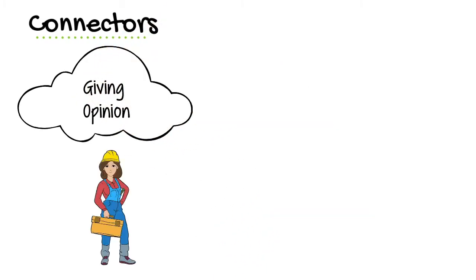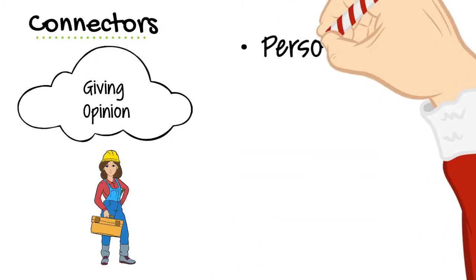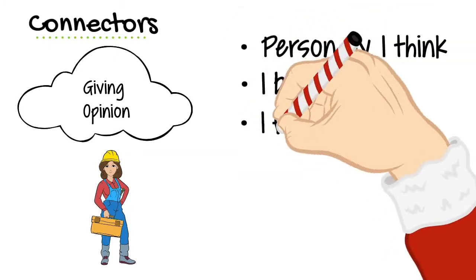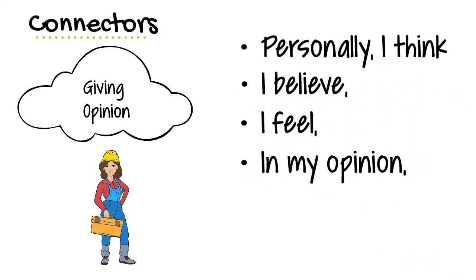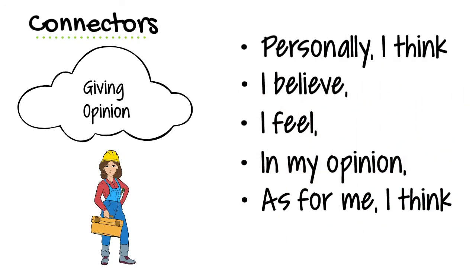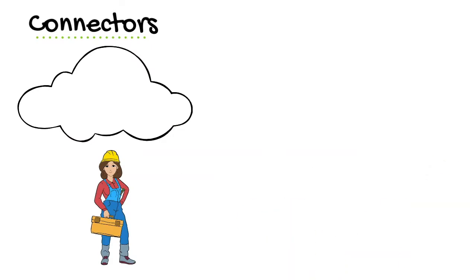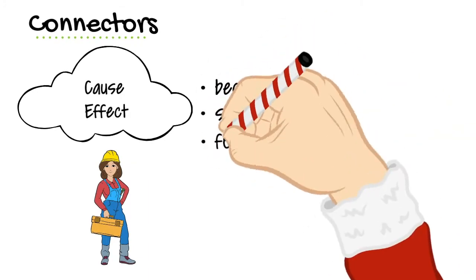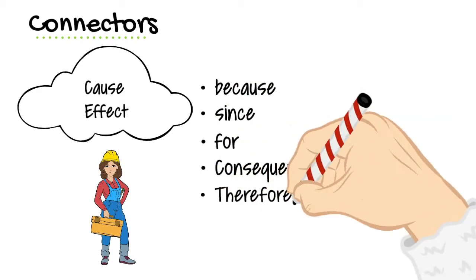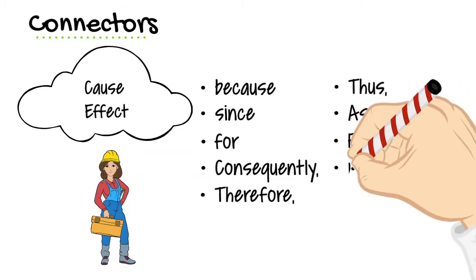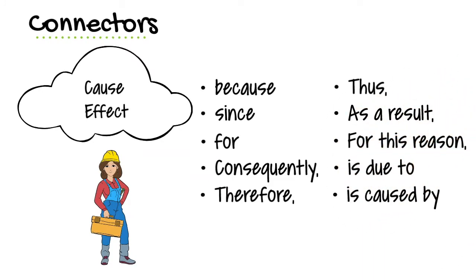When we are giving opinions, we can use connectors like personally I think, I believe, I feel, in my opinion, as for me, I think, it seems to me. When we talk about cause and effect, we can use connectors like because, since, for, consequently, therefore, thus, as a result, for this reason, is due to, is caused by.